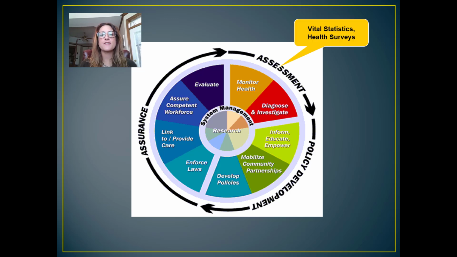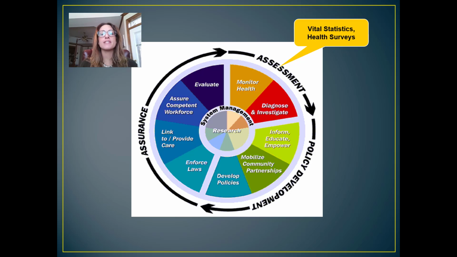So first things first, monitoring health. We want to take health information. We want to take vital statistics. What's causing people to get sick? What's causing mortality, right? Death, right? What are the new incidents of disease, right? Incidents being that new number of diseases, if you remember that from Perrier.